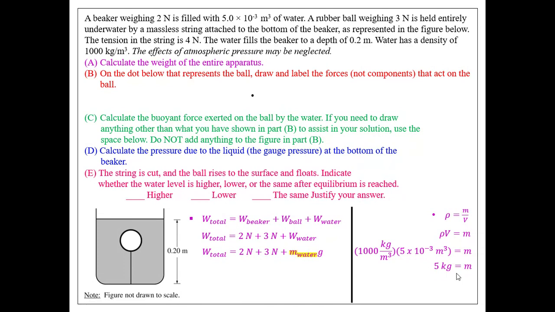Well, now that we know there's 5 kilograms of water in the beaker, we can just substitute that in. So here's mass. Mass is 5 kilograms. At this point, I do want to point out g here is 9.8 and non-negative because I'm just trying to find the magnitude. Everything else is just given in terms of magnitude, 2, 3 newtons.